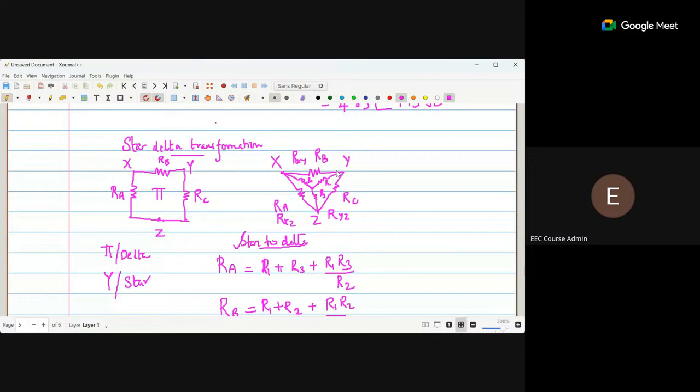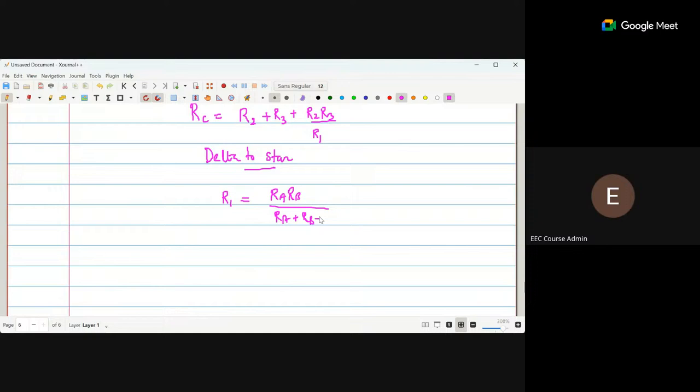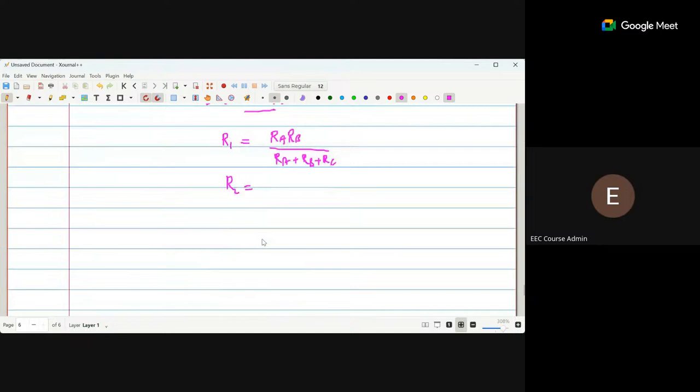Similarly, R2 will be RB RC by RA plus RB plus RC. R3 will be RA RC by RA plus RB plus RC. So R1 is RA RB by RA plus RB plus RC, R2 is RB RC by the same sum, and R3 is RA RC by RA plus RB plus RC. Okay.